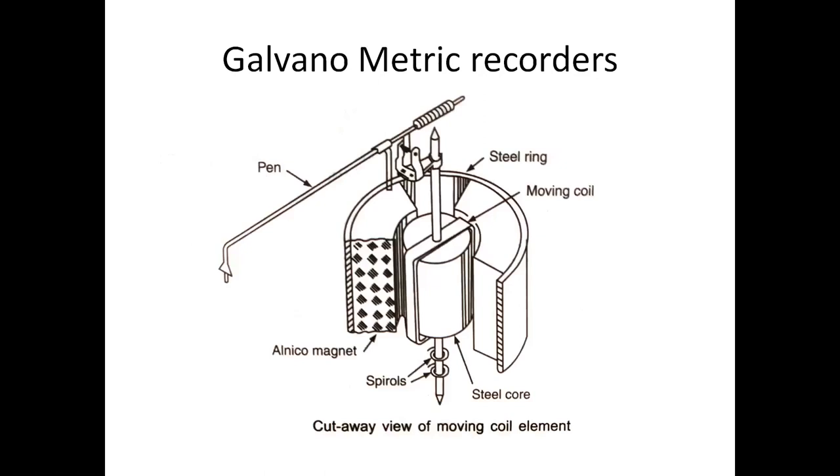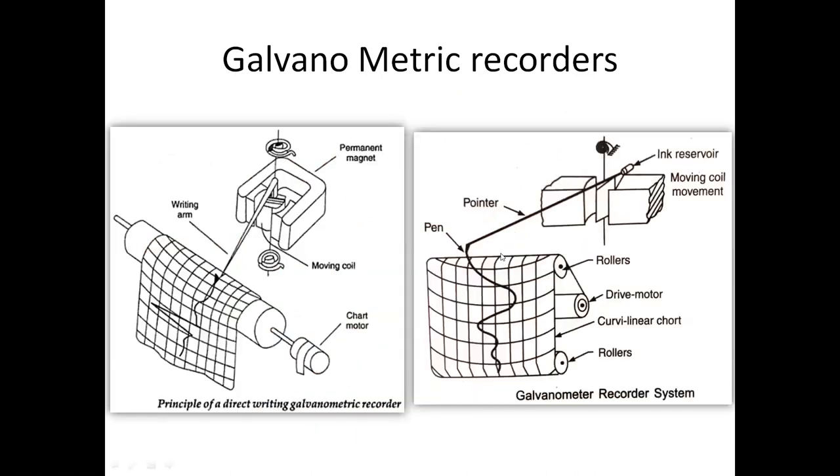Now the galvanometric recorder, a simple way of recording. By placing the steel core, steel ring, moving coil and magnet together, with rotating movement, the pen is moved according to the magnetic movement of the moving coil. The pen traces the concerned data on the paper using the galvanometric recorder. These strip chart recorders are what we regularly see in the hospital domain, as well as direct writing and galvanometric writing recorders.